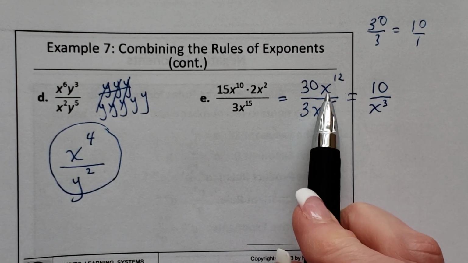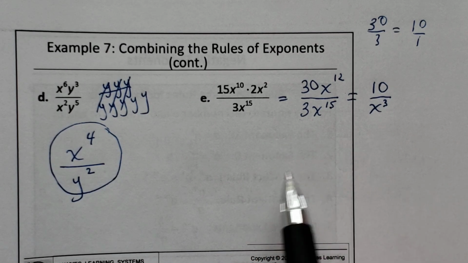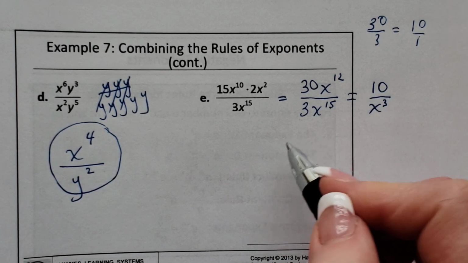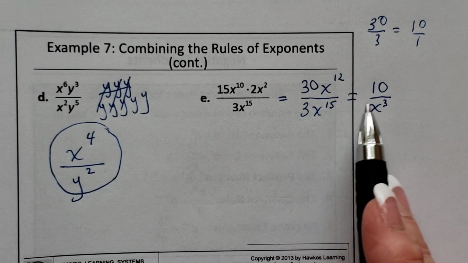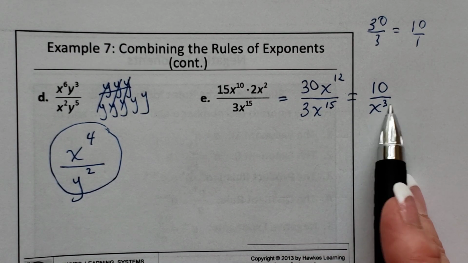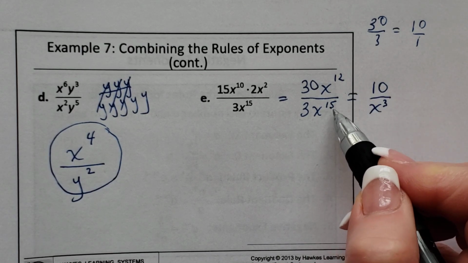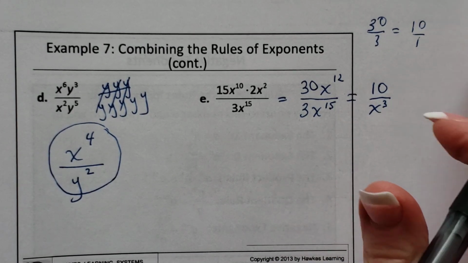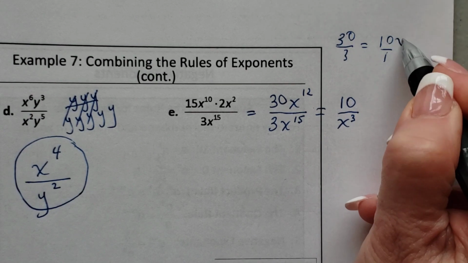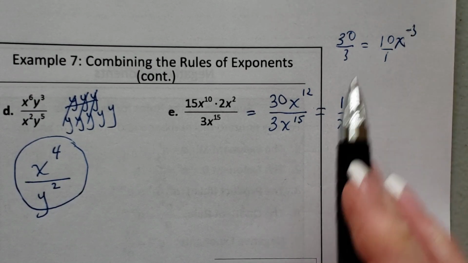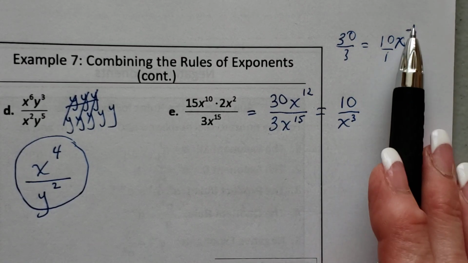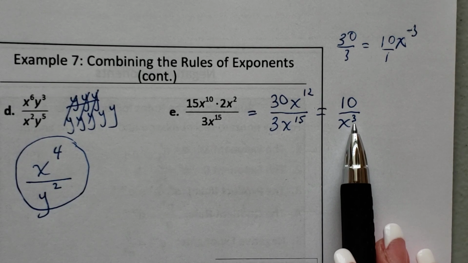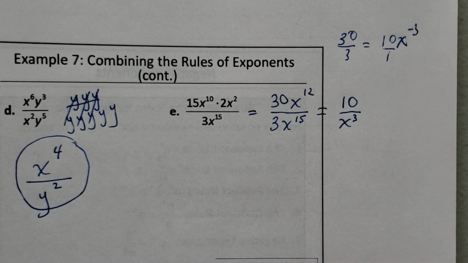If it helps you, draw out 12 x's on top, 15 x's on bottom, cancel out all the pairs, and you'll notice that you still have 3 x's left in the denominator. If you subtracted those, you would get negative 3. So you would have to write this problem 10 times x to the negative 3rd. Well, then you know the rule. For a negative exponent, you got to drop it to the denominator, and that exponent becomes positive. Cross the line, change the sign.